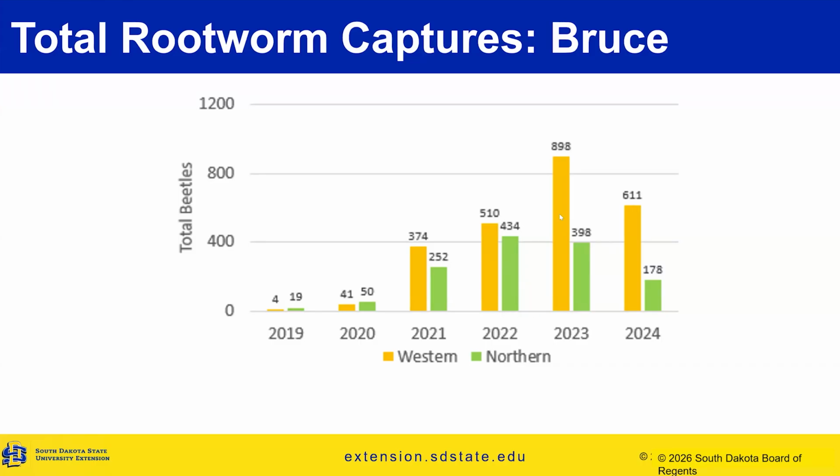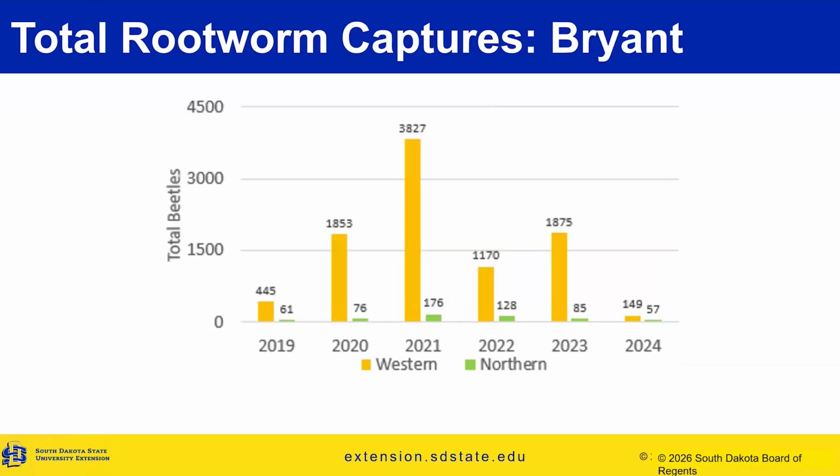But the population also, this shows us that we did have a little bit of a decrease in 2024, and that's pretty much across the board from what I saw. And we believe that was just due to some of those spring conditions. So spring weather can also affect corn rootworms. Near our Bryant location, this has been long-term corn on corn in these plots. And so we aren't too surprised.